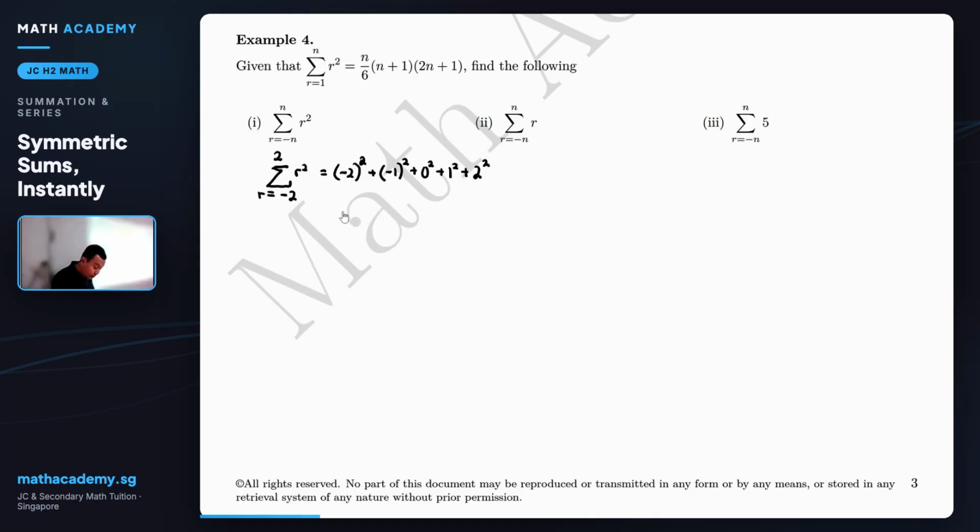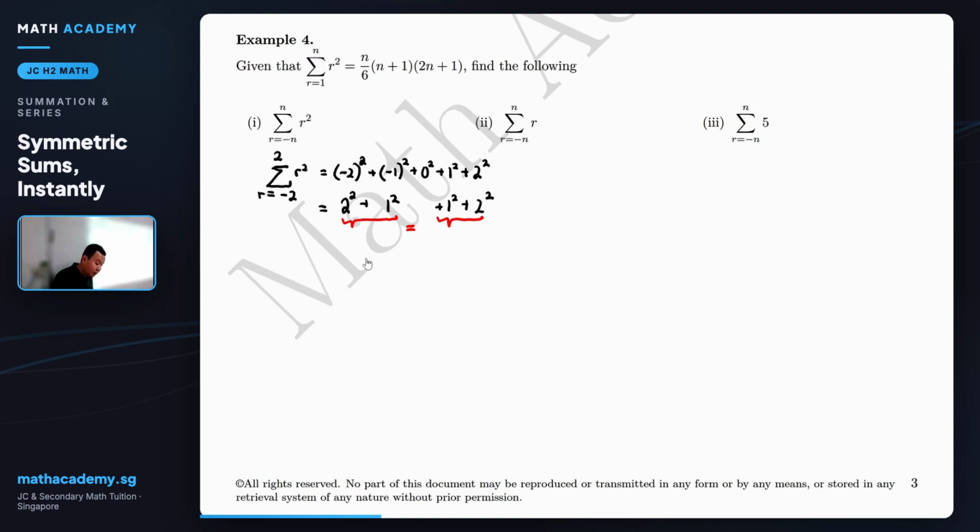Then you get 0, 1, 2. So do you notice something? That this is actually 2, 1. 0 is just 0. We don't care about that 0. And you get a symmetrical sum. Whatever is on the left appears on the right. These two are equal to each other.